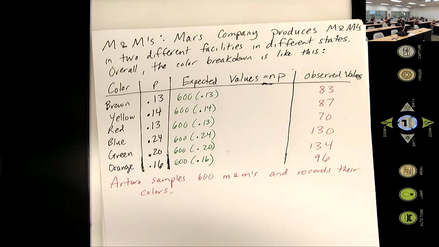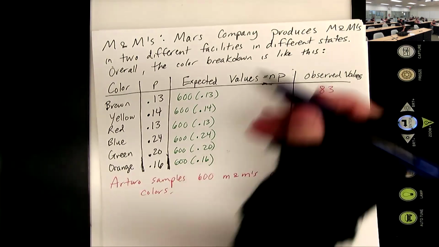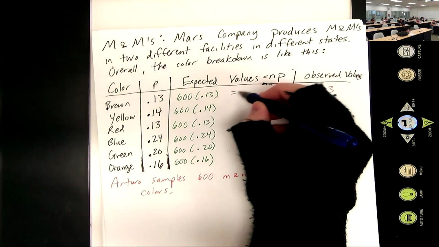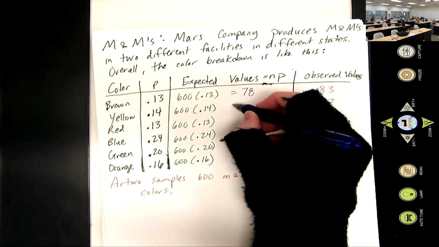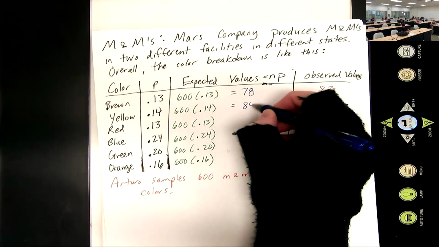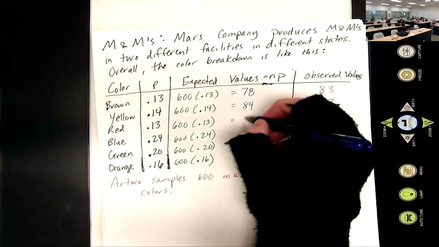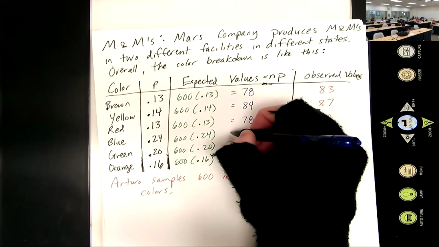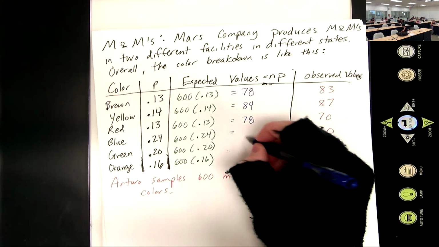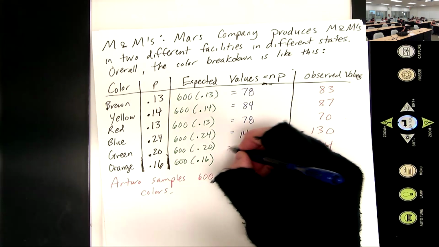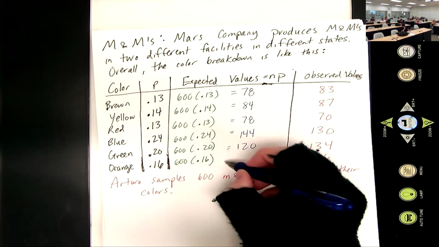And if you do that, 600 times 0.13 is 78. This is 84. This is 78 again. 144. 120 and 96.